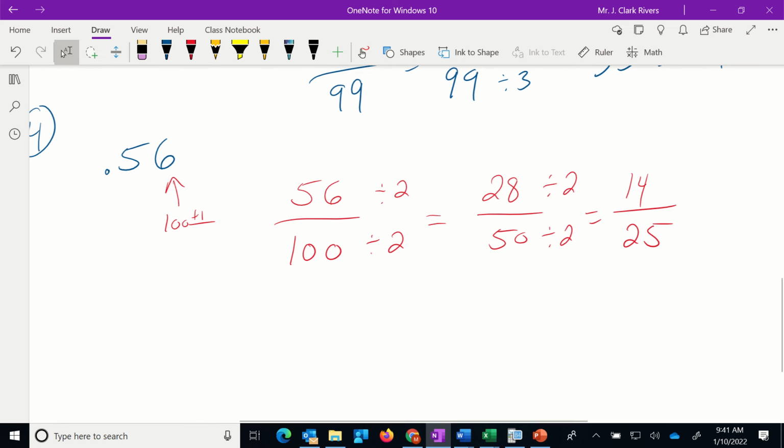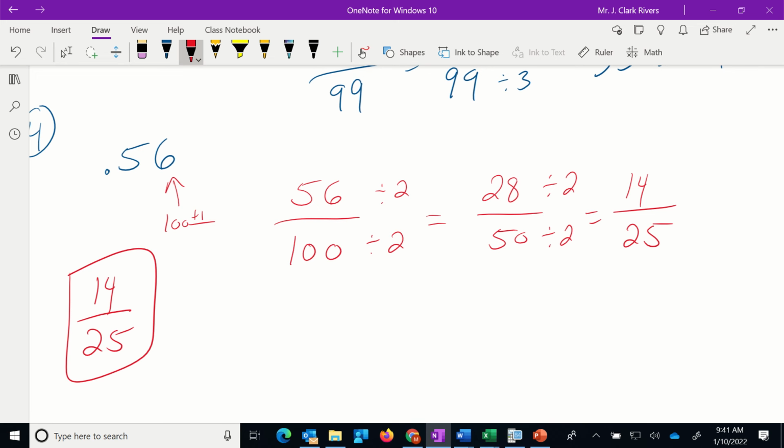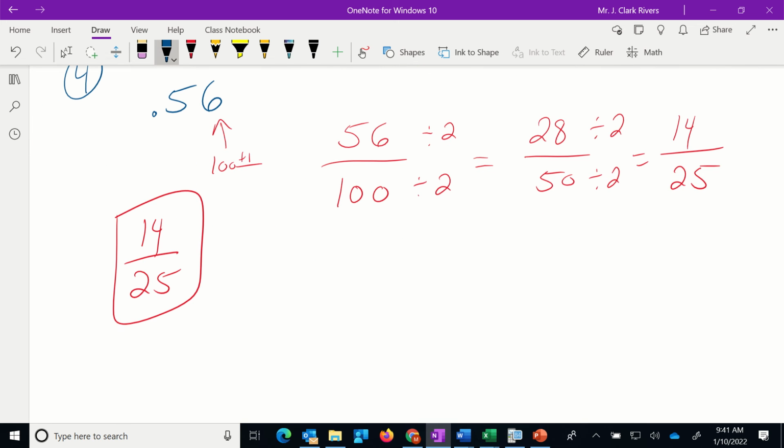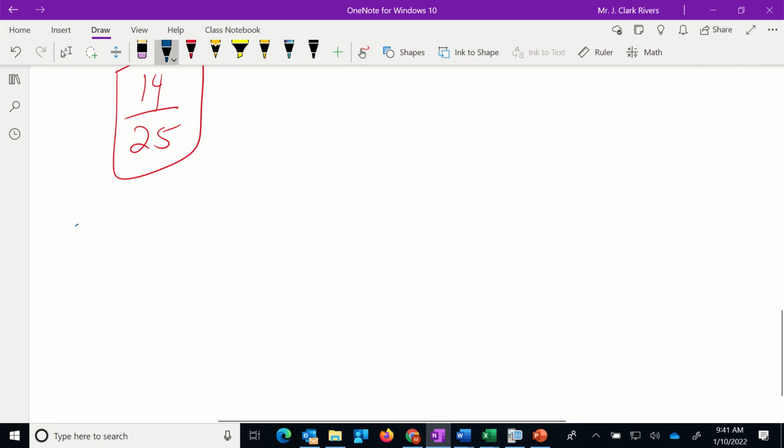Are we done? 25 we can only divide by 5, right? Can we divide 14 by 5? Nope. So we get 14 25ths on that one. 14 25ths. We good there? Okay. Kyle, did you get that one? Good. Number 5.